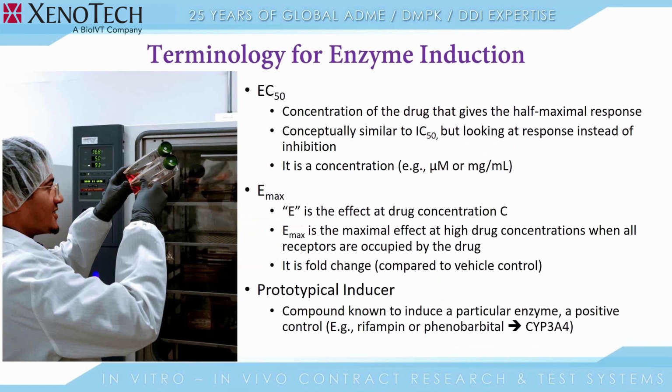Emax is the maximum effect of a drug at concentration C. So Emax is represented as a fold change compared to a vehicle control. So for Emax values, it'll be something like 2-fold, 3-fold, etc. Lastly, a term that's used a lot is prototypical inducer. And a prototypical inducer is a compound that's known to induce a particular enzyme. And we use these as a positive control. Some examples of this are, as I just mentioned, rifampin is a prototypical inducer of CYP3A4, as is phenobarbital.